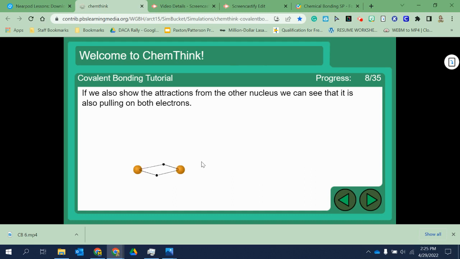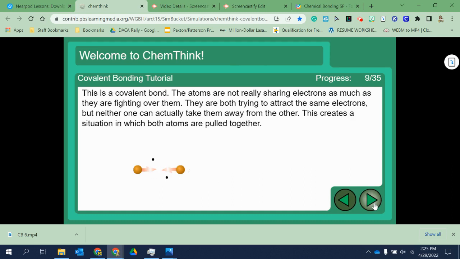You don't see these electrons moving in every direction. Now they're just kind of moving towards each other. Right, so this is a covalent bond. The atoms aren't really sharing electrons as much as they're kind of fighting over them, right? So they are both trying to attract the same electrons, but neither one can actually take them from the other, right? So this creates a situation in which both of them are kind of pulled together.